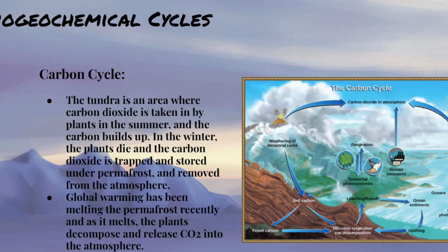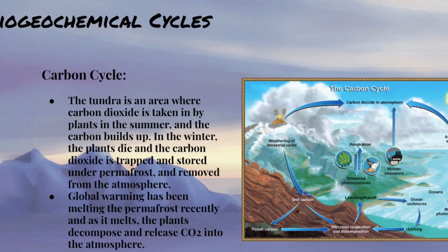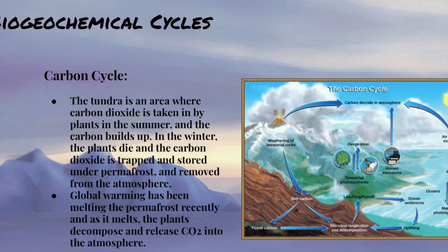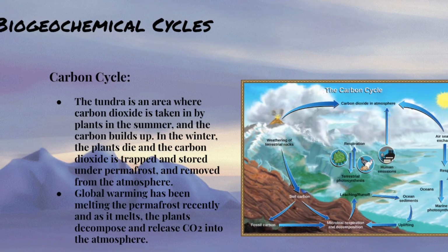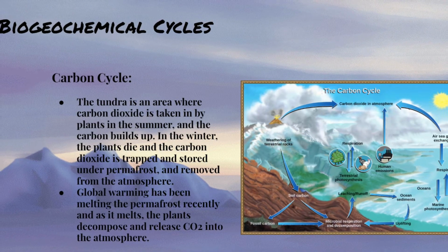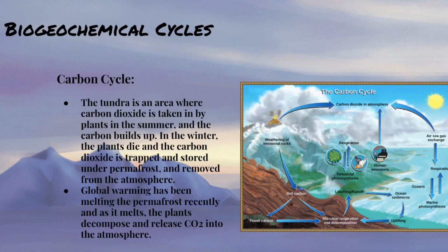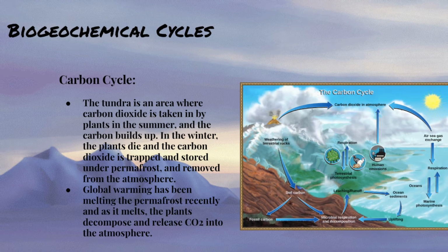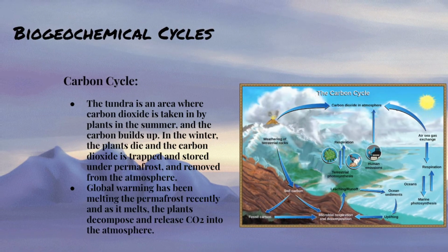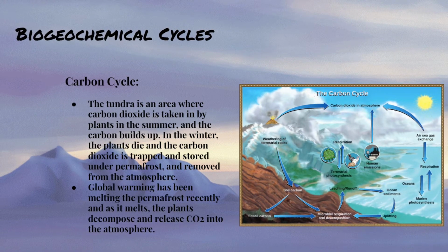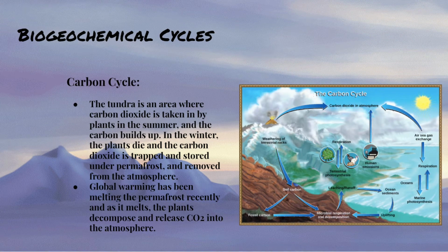Moving on to biogeochemical cycles, we have the carbon cycle. The tundra is an area where carbon dioxide is taken in by plants in the summer, and the carbon builds up. In the winter, the plants die and the carbon is trapped and stored under permafrost and then further removed from the atmosphere. Recently, global warming has been melting the permafrost, and as it melts, the plants decompose and release CO2 into the atmosphere. In summary, carbon is transferred by the atmosphere, then the shrubbery found in the tundra uses the carbon for photosynthesis, and afterwards the carbon goes through the food chain.